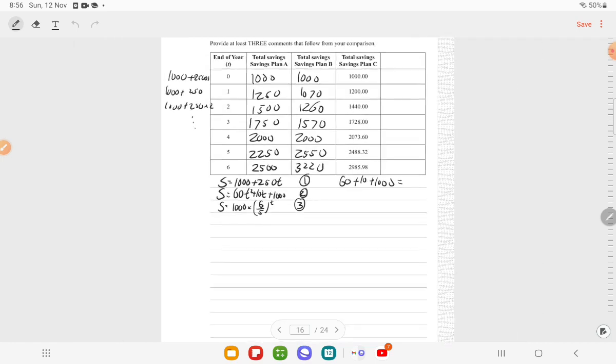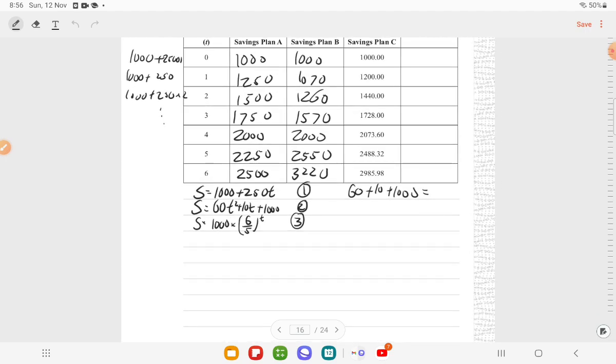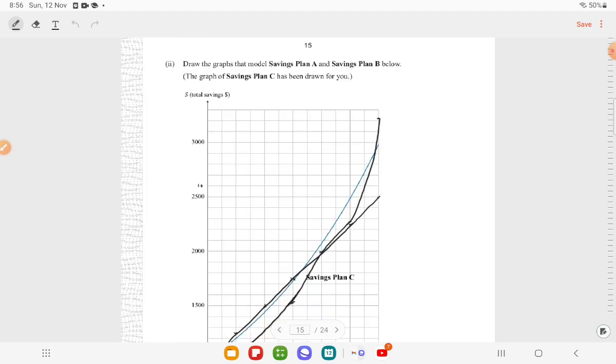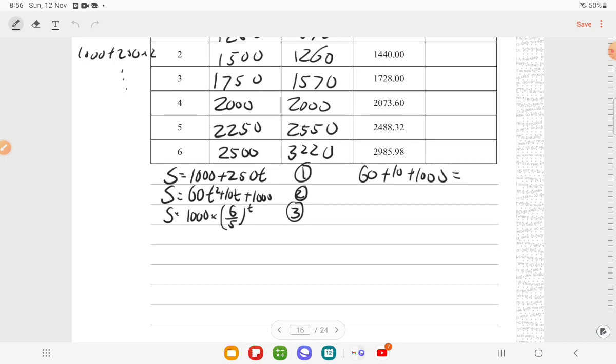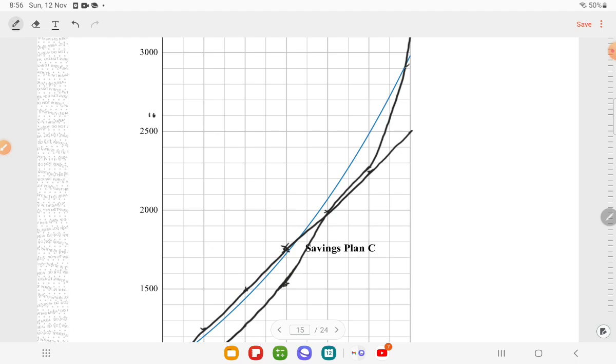Provide at least 3 comments that follow your what? Oh, okay, thank God. Thank God, okay. Let me try it. Let's compare the intersection of here and here. Okay.